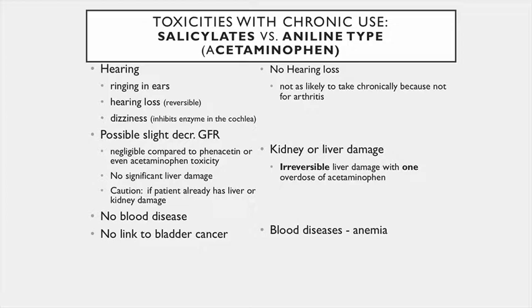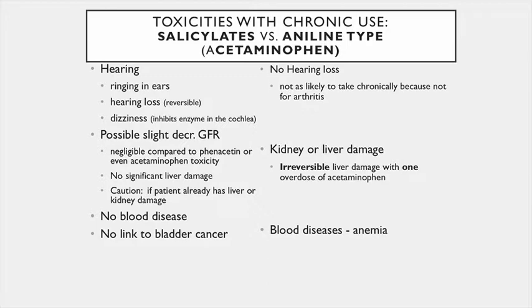You might see a slight decrease in glomerular filtration, which is not as significant as you could see with acetaminophen. We don't generally see any blood disease other than the potential bleeding that we talked about. So you don't see a suppression of the blood production, and there's no link to bladder cancer. However, with acetaminophen, there is a link to bladder cancer. There are some blood dyscrasias that can happen, so some suppression of blood cell production.